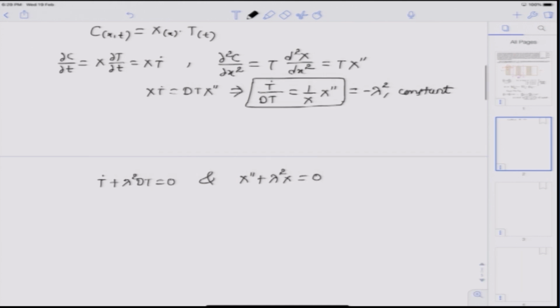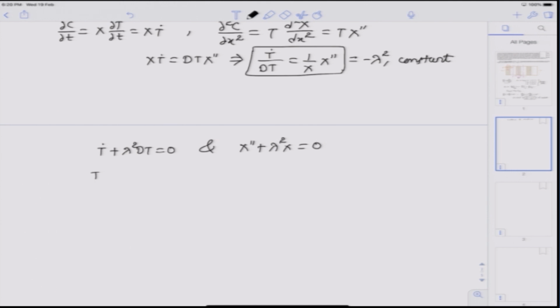and X double prime plus lambda square X equal to 0. So, the solutions for T and X are: T is equal to T0 exponential minus lambda square Dt, and for X the solution can be A prime cos lambda x plus B prime sin lambda x. Now, this will be true for a large number of values of lambda, and the linear combination of the solutions will also be a solution.